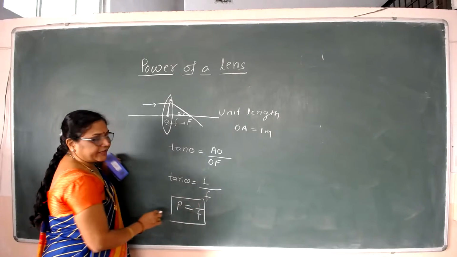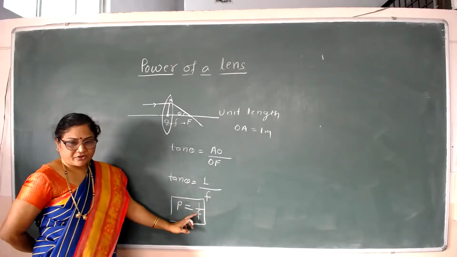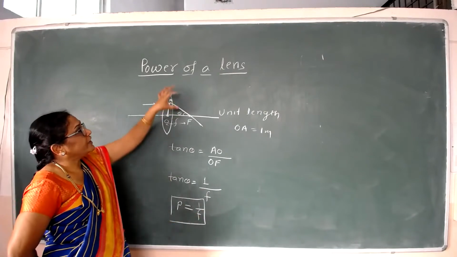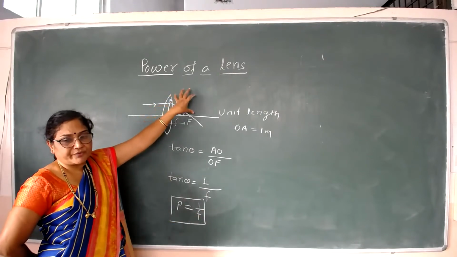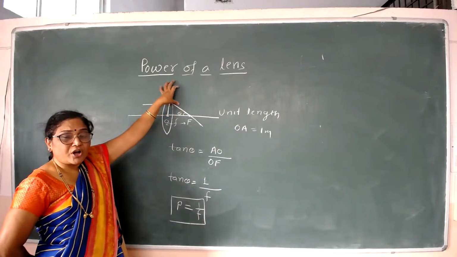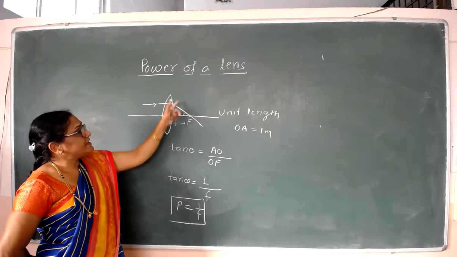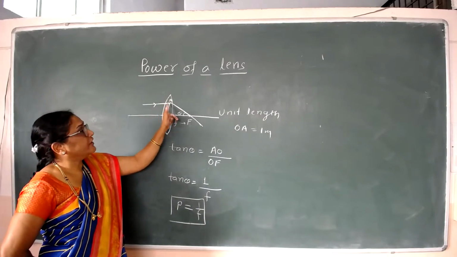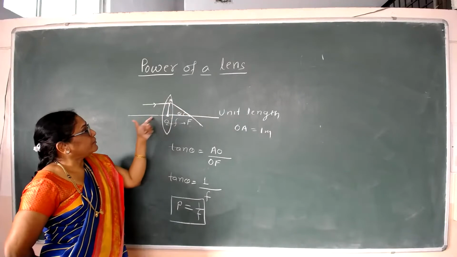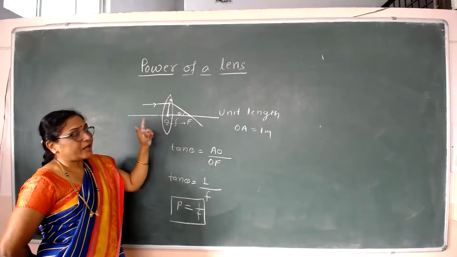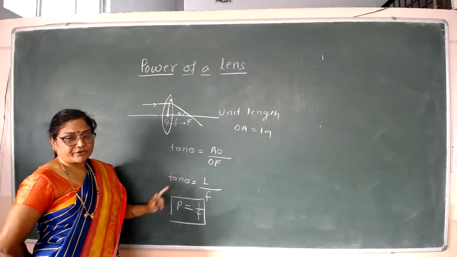Then power is defined in the form of a dioptre, or the SI unit for power is the dioptre. So in this step, we derive the expression for the power of a lens, which means the ability of the lens to converge or diverge. If the lens is concave, when a ray of light is incident on it, it diverges and appears to meet at a point on the principal focus on the other side. That ability of a lens is known as the power of a lens.